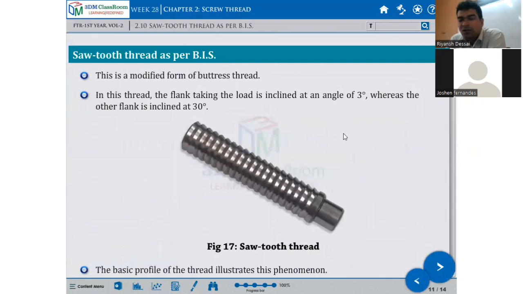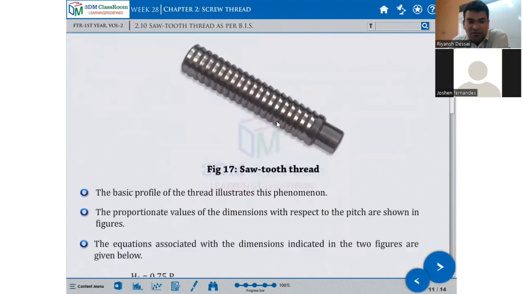After the buttress thread, the third form of the trapezoidal thread is the sawtooth thread as per the BIS standard, Bureau of Indian Standards. This is a modified form of the buttress thread, the same buttress thread slightly modified further. The flank taking the load is inclined at an angle of 3 degrees, whereas the other flank is inclined at 30 degrees.